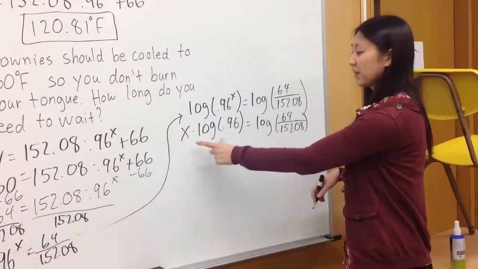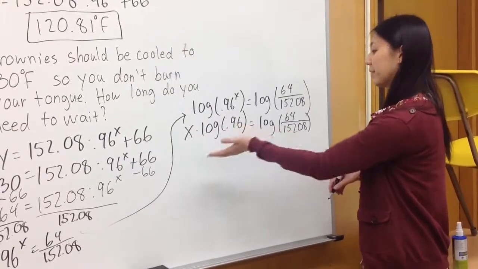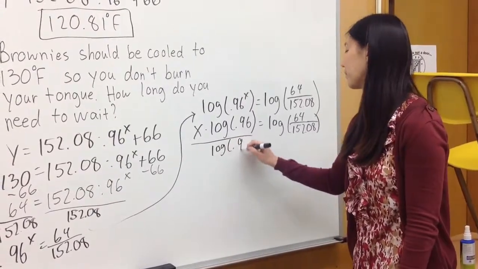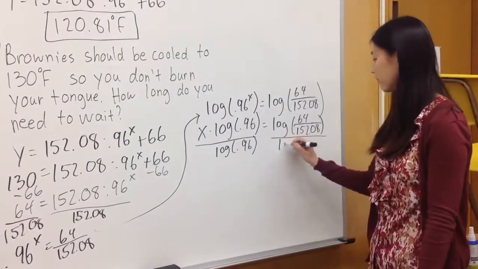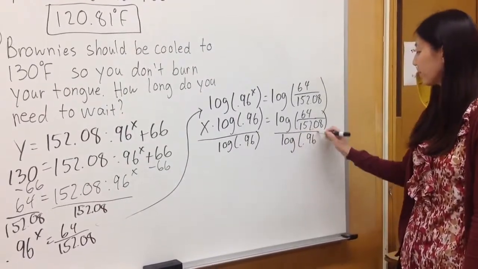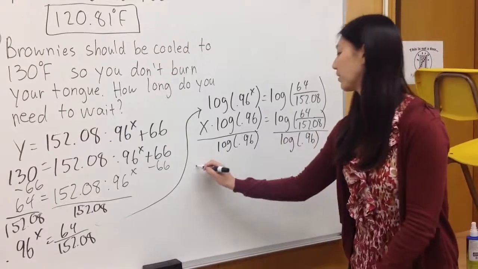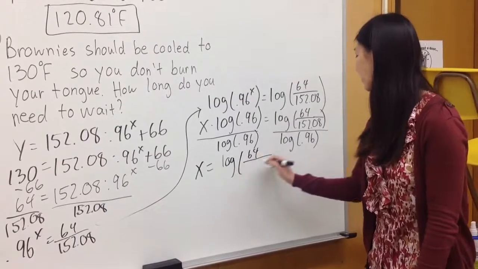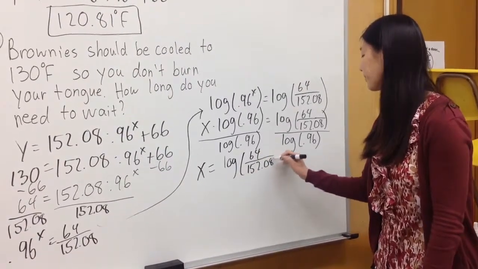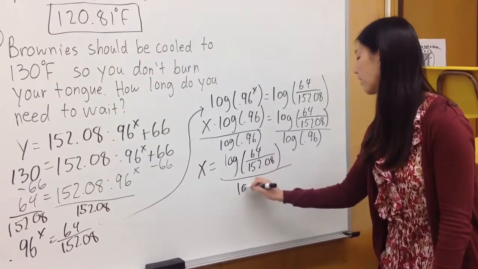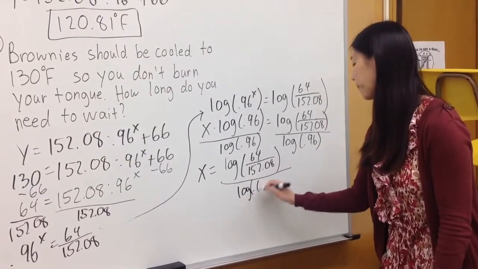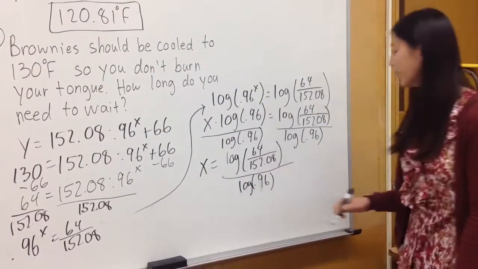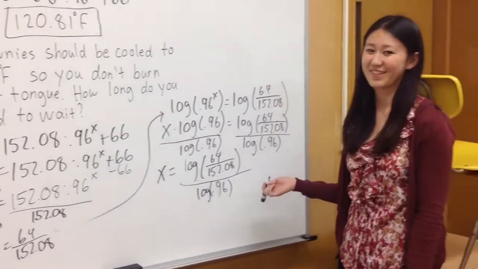Lastly, to get x by itself, these two are just multiplying, so I'm just going to divide on both sides. So I'm dividing by the log of 0.96 on both sides. So let me just quickly write that out. It's going to look like log of 64 over 152.08, all being divided by the log of 0.96. There we go. And that's what I'm going to stick into my calculator.